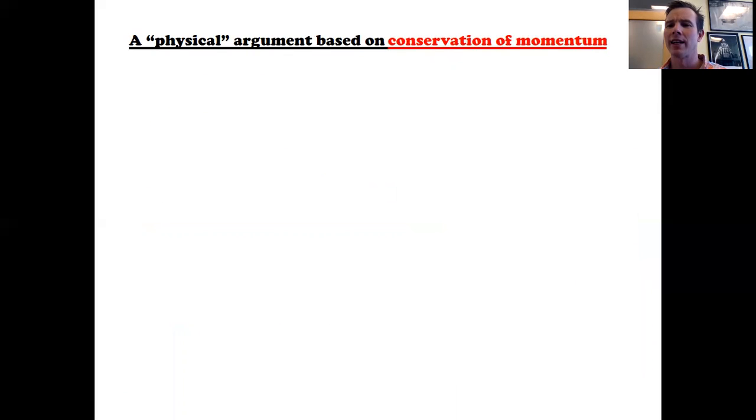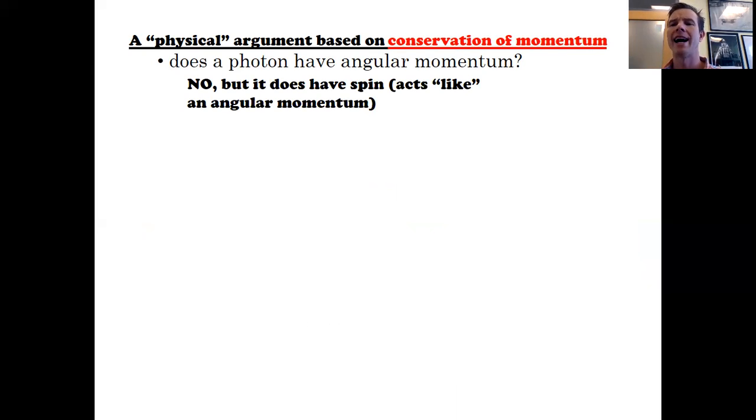Let me go back to my original question, which is, why is delta L equal to plus or minus 1? Well, the question is, does a photon have angular momentum? And the answer is absolutely not. However, it does have spin. And what is spin? Well, it's something which acts like an angular momentum. It walks like a duck, it quacks like a duck, but it's not a duck. How much spin does a photon have? Well, it has 1 quanta. It's an integer spin, a boson.